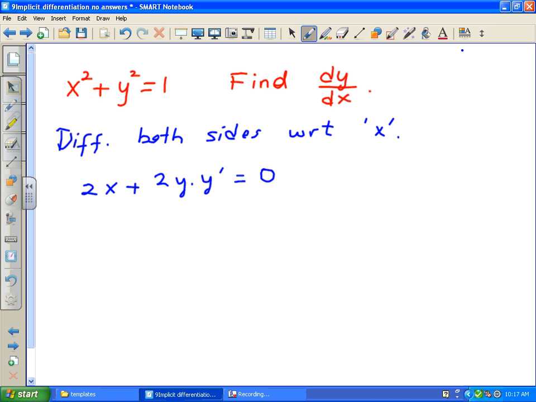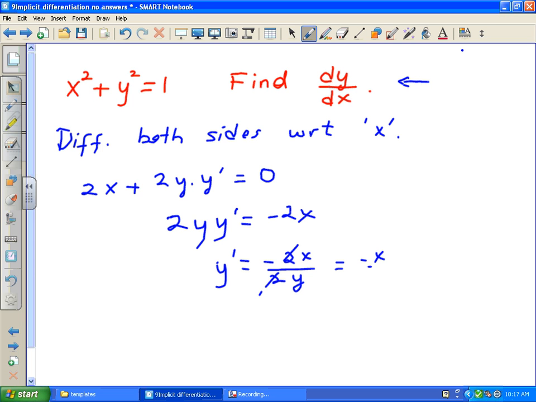Now, remember what we're trying to find. We're trying to find dy/dx, right? That's y prime. So what we need to do right now is solve this equation for which variable? Y prime, because that's what we're trying to determine. Okay, so let's solve for y prime. So first, I'm going to put the 2x on the other side. So y prime equals, divide both sides by 2y, right, to isolate y prime by itself. So now the 2's cancel, and I'm left with negative x over y.